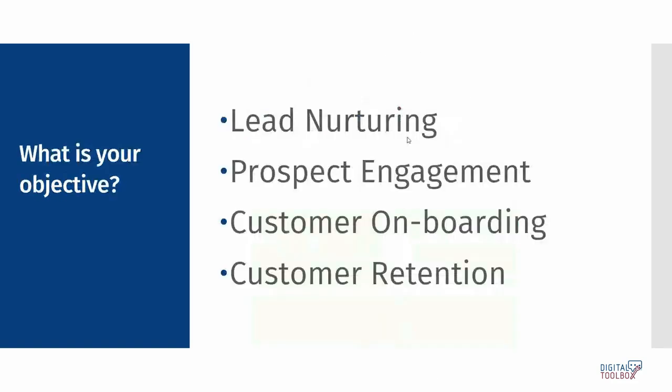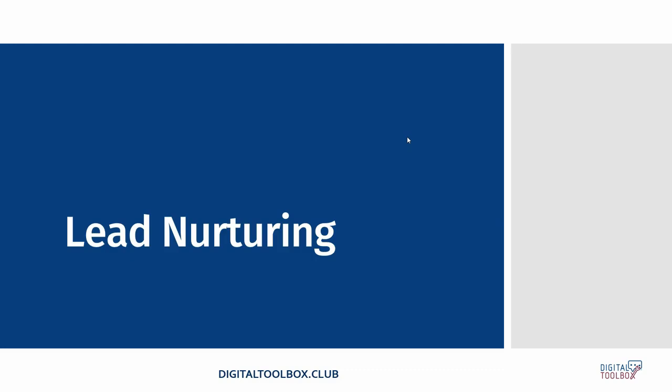As you're thinking about marketing automation, you need to think about what is your objective, because there are a lot of things that you can do with automated email. In this presentation, I'm going to show you examples of each of these 4 strategies and how companies are using them to nurture leads, to engage prospects, to onboard new customers, and to retain those existing customers. So let's take a closer look at lead nurturing.